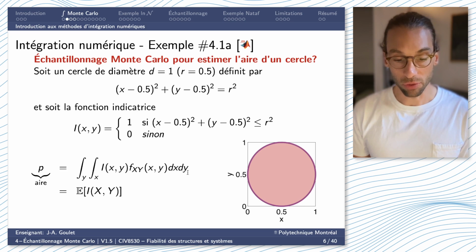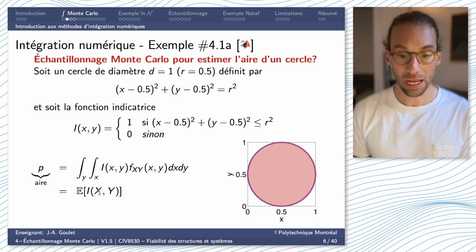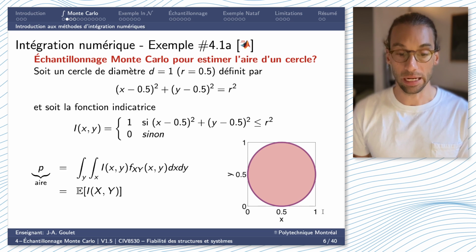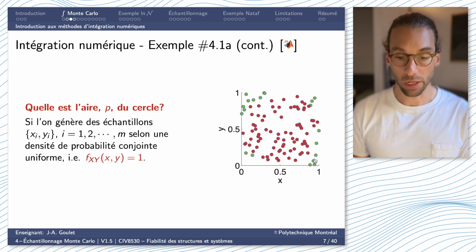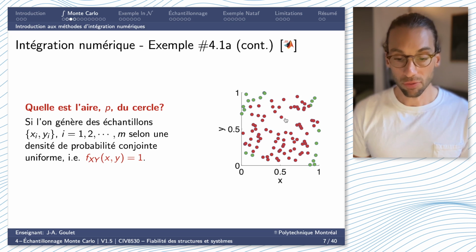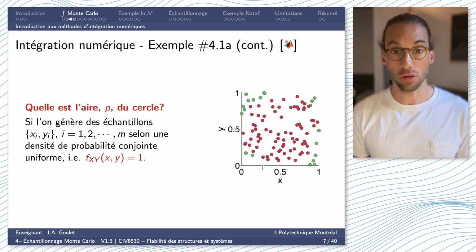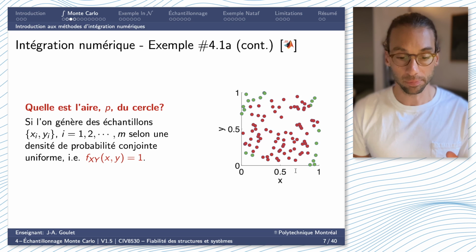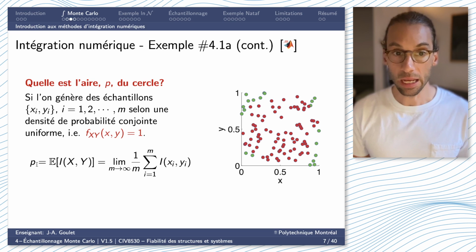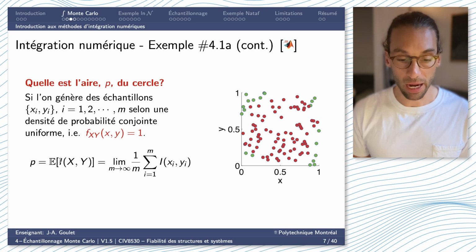So this is equivalent, from what we saw in the previous module, to the expectation of my indicator function that takes as input random variables X and Y over my domain here. So let's evaluate the area of the circle using samples. If we generate those samples following a uniform distribution in that unit square with uniform probability density, we can evaluate that area P as the expectation of my indicator function.